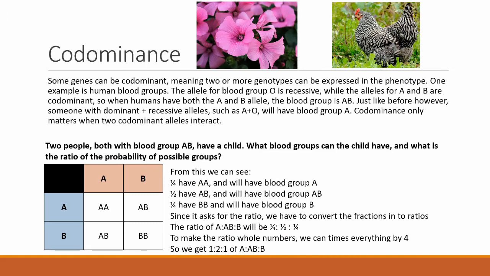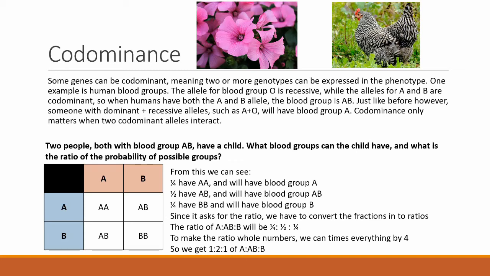Now let's have a look at codominance. Some genes can be codominant, meaning 2 or more genotypes can be expressed in a phenotype. Examples include pink flowers, which comes from the codominance of white and red alleles, and speckled hens, which comes from the codominance of black and white alleles.